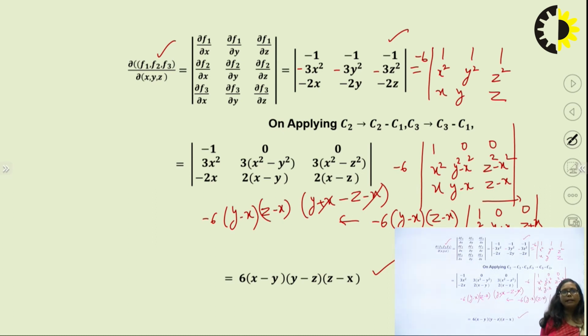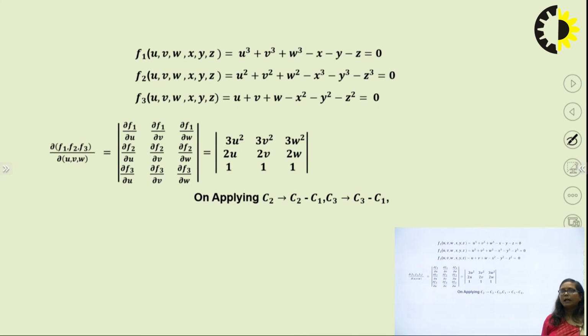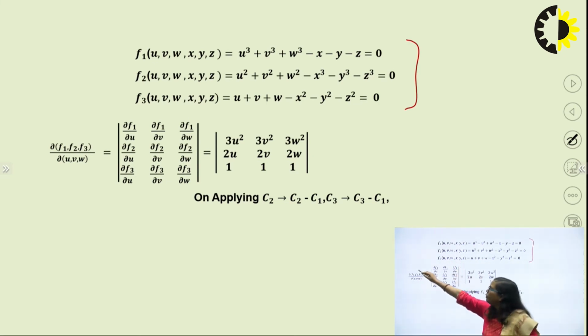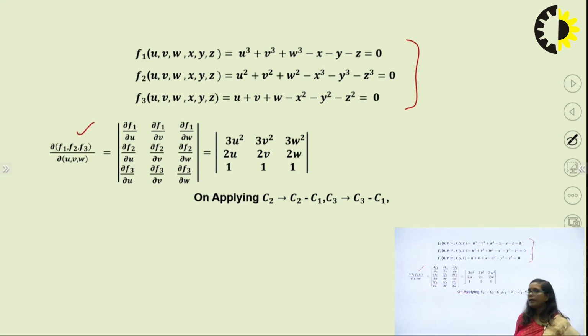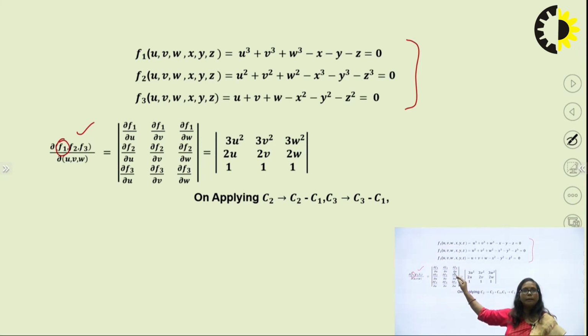Next Jacobian, we need to find the Jacobian of f1, f2, f3 with respect to u, v and w. Okay, how do we find it? Again we have written down our relations. By definition, first I start with f1, take its partial with respect to u, v, w and keep it in the first row. Second is f2, take its partial with respect to u, v, w and keep it in the second row. And the third one is this one.